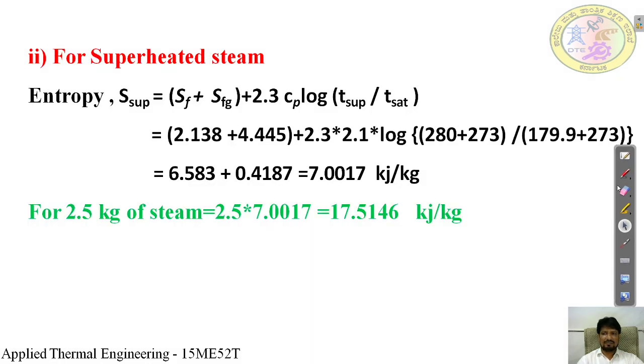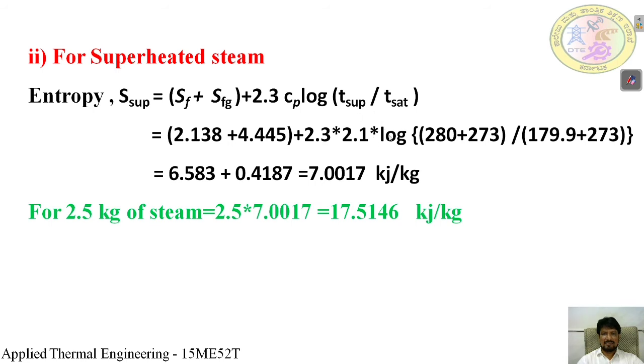Now finally, for superheated steam, we know the formula: entropy is equal to Sf plus Sfg plus 2.3 Cp log of T superheated divided by T saturated. The values from the steam table: Sf is 2.138, Sfg is 4.445, plus 2.3 as usual, then Cp is given in the problem as 2.1.